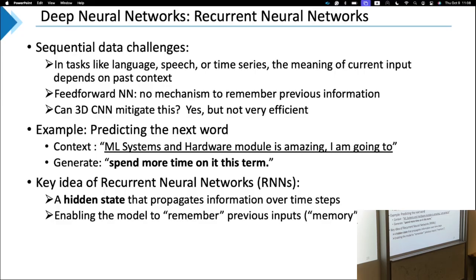The key idea of the recurrent neural network is exactly designed to keep a hidden state, which can keep evolving and propagate from time to time, such that it enables the model to remember the previous inputs and memory. Another thing I want to mention here is that memory is now becoming a very core topic in large language models, because you can see a lot of research is discussing agent memory.